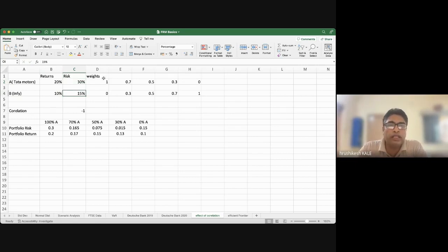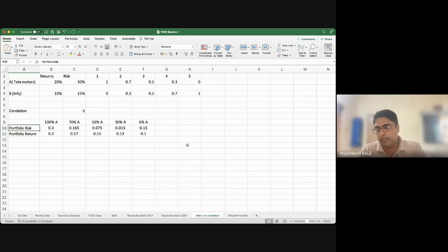Now, I have taken 5 different weights. So, I invested a complete 100% in A, 0% in B. I invested 70% in A, 30% in B, 50% in A, 50% in B, 30% in A, 70% in B, and a complete 100% in B. So these are the 5 scenarios which we have taken. Now, portfolio risk and portfolio return. I have shown you 2 formulas right now about how to calculate portfolio return and how to calculate portfolio risk.